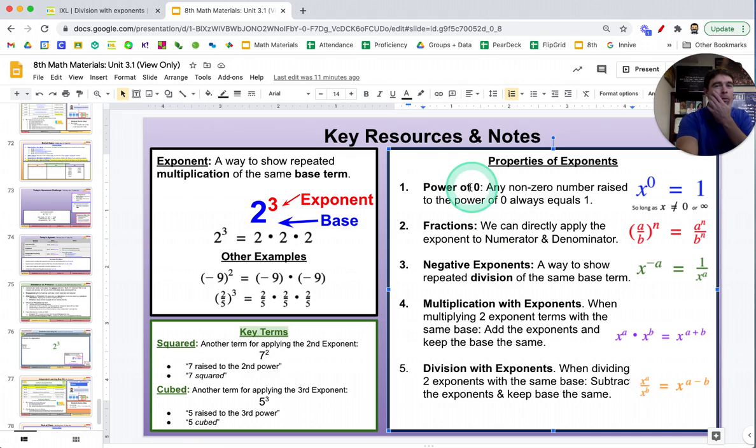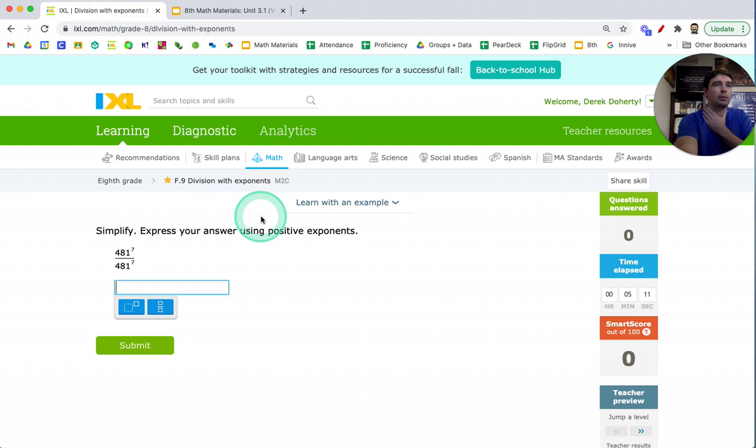And in the first problem, we're also going to combine it with our power of 0 rule, which says anything to the power of 0 must be 1. And here's more proof of why the power of 0 rule works. This is 481 to the power of 7 divided by 481 to the power of 7. Some of you might be saying, hey, that's the same thing, Mr. Doherty. The numerator, denominator, same base, same exponent, and anything divided by itself equals 1.